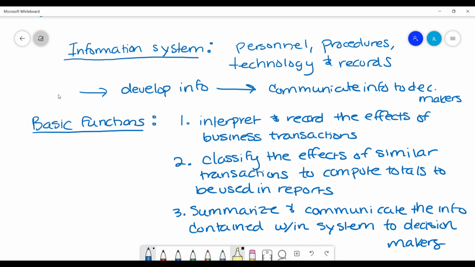And how does it develop information and communicate that, right? Through these three basic functions that we just mentioned, right? The first is to interpret and record the effects of business transactions, okay, which we'll get into with the accounting cycle. Two, classify the effects of similar transactions so we can compute totals to use in reports. And then lastly, summarize all of that information within that system so decision makers can make use of it.